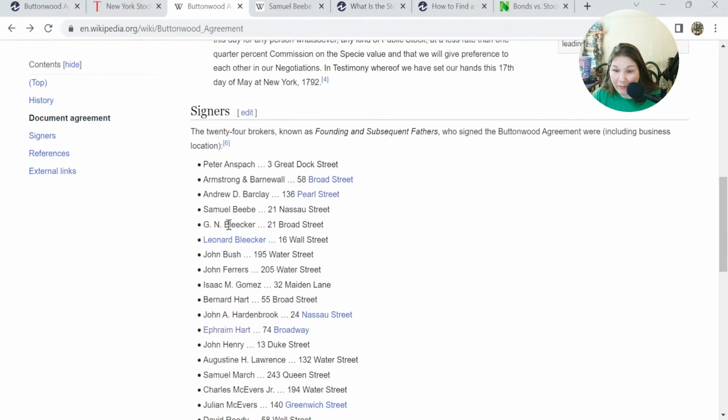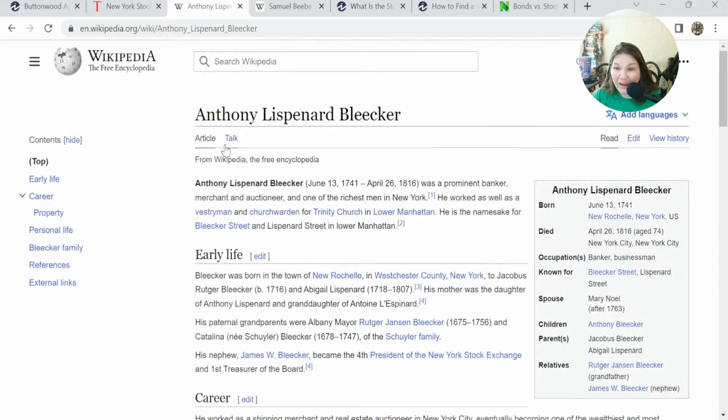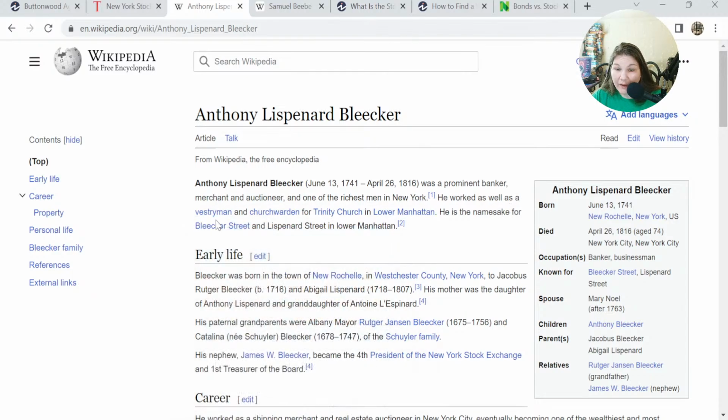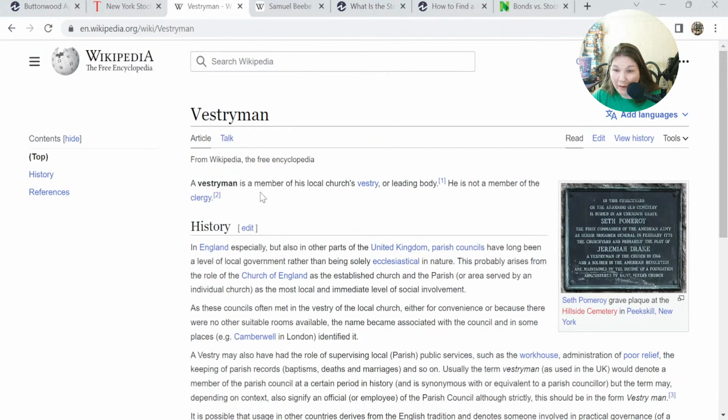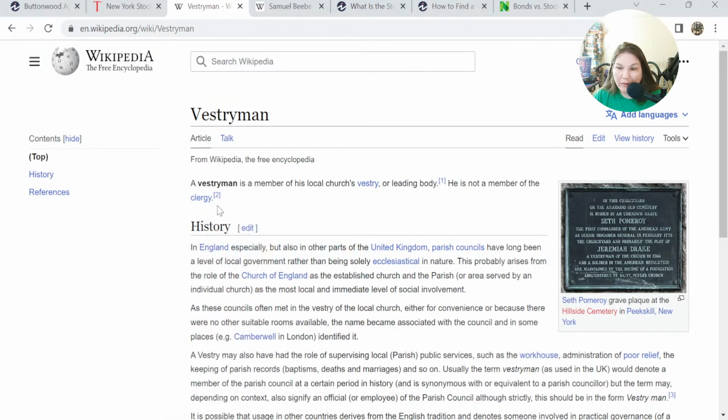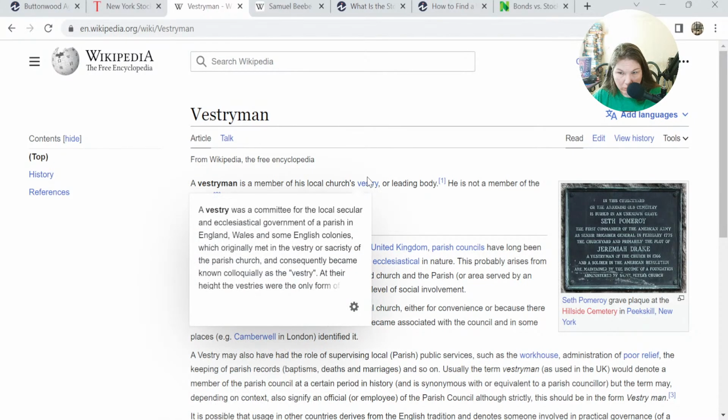So we also have, who else has a Wikipedia? Anthony Lispenard Bleecker was a prominent banker, merchant, and auctioneer, and one of the richest men in New York. He worked as well as a vestryman. What's that? What's a vestryman? A member of his local church vestry or leading body. Okay, guys. So last night reading about this stuff, most of these guys had something to do with being a member of the clergy or this type of a committee for secular government.